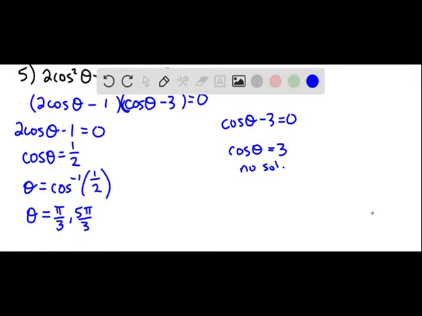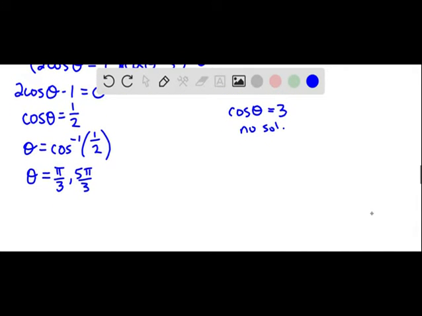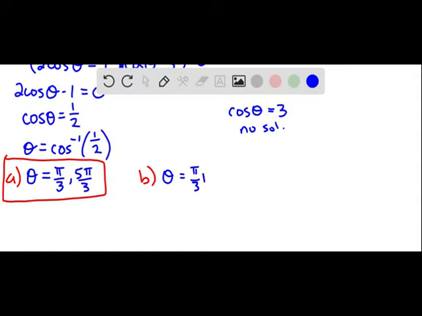So that part has no solution. So that means we're just left with the solutions we got from the first part. So for part A, we have pi over 3 and 5 pi over 3. And for part B, just like in the last problem, we have pi over 3 plus 2 pi n, and we have 5 pi over 3 plus 2 pi n.